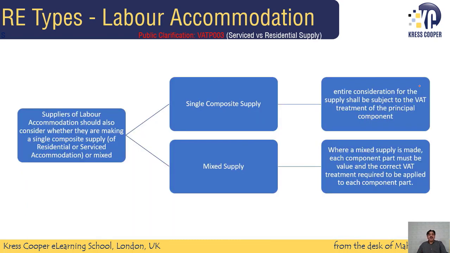Moreover, FTA said that the supplier of the labor accommodation should also consider whether they are making a single composite supply or a mixed supply. If this is a single composite supply, the entire consideration will be subject to tax based upon the principal component. On the other hand, if this is a mixed supply, then each component will be subject to tax based upon its own criteria of taxability.